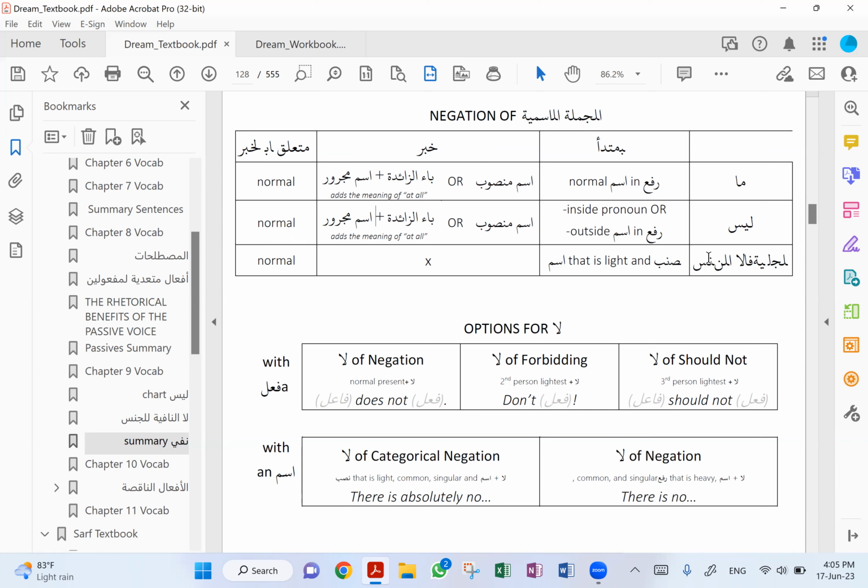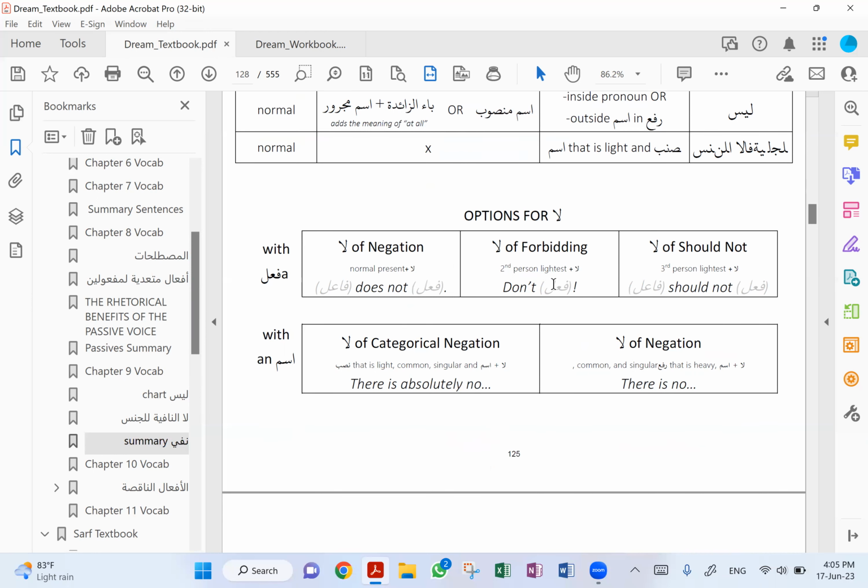And then when you have la nafiyatu lil jins, there's no khabar in this kind of structure. So you can have a muta'alliq bil khabar, but you cannot have a khabar. You can only have the isim of la, and then maybe a muta'alliq bil khabar. So that's just something to note. This is where they came with the options for la.